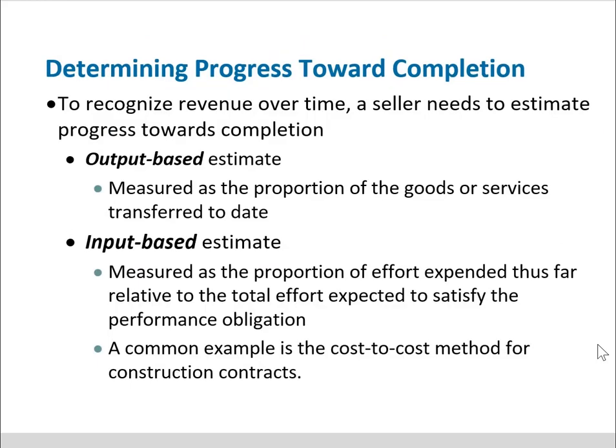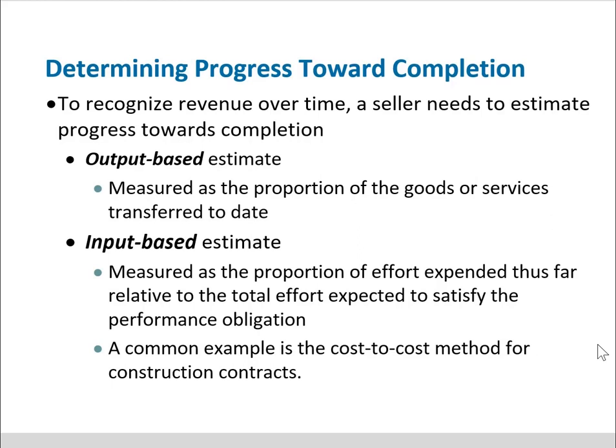As we said, when revenue is recognized over time, companies are going to have to estimate their progress towards completion of the performance obligation. The estimate can be done based on input methods or output methods. An output-based estimate of progress measures the proportion of the goods or services transferred to date. Examples could include things like number of miles of road that have been built, tons of coal delivered, or days of interest earned.